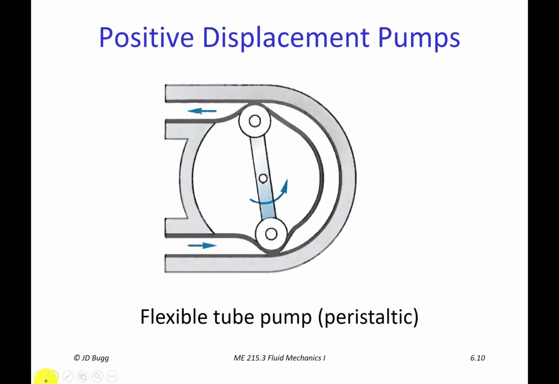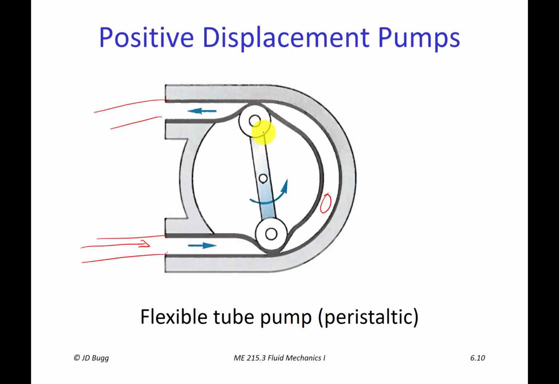A flexible tube pump, also called a peristaltic pump, is our final example of positive displacement pumps. In this picture, the thick black line is actually the cross section of a rubber hose. This hose heads off to do whatever. Fluid is coming in here. These rollers are turning, connected to this arm, and they pinch off the fluid and trap a volume of fluid and transfer it around to the higher pressure side. So low pressure here, high pressure there. There's lots of different designs of these, but the principle is all like this.